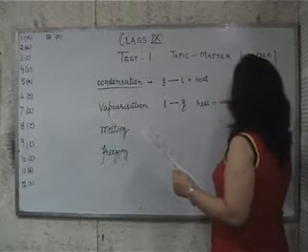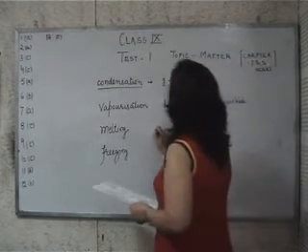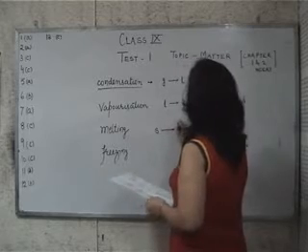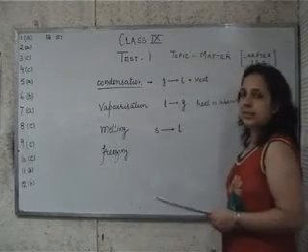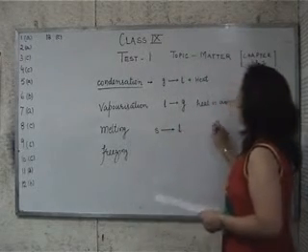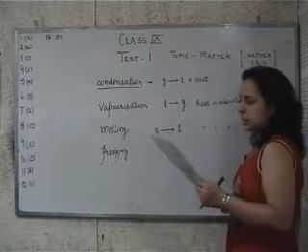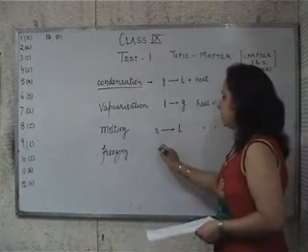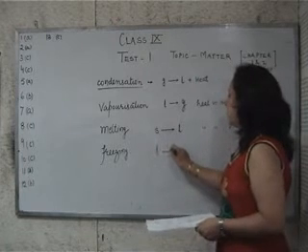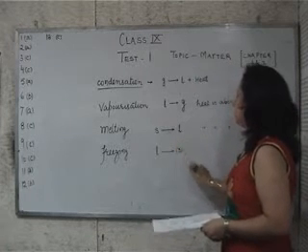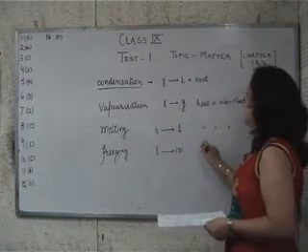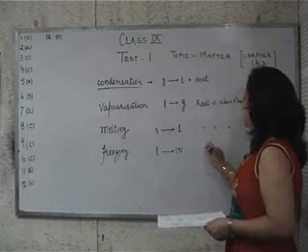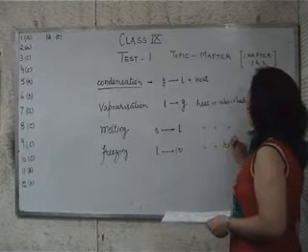Then we have melting. Melting is solid converted to liquid. Heat is again absorbed. And last is freezing. Freezing is liquid converted to solid. In this case, again, liquid to solid, heat is released.